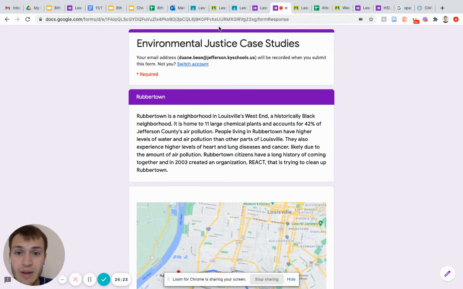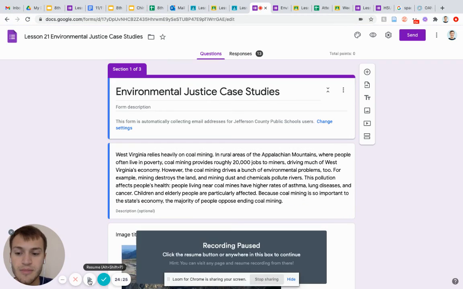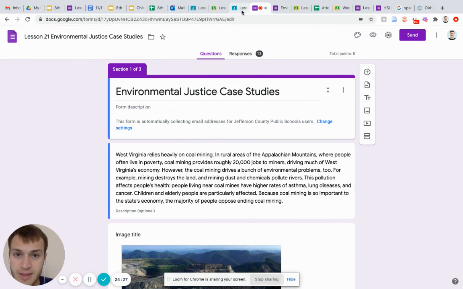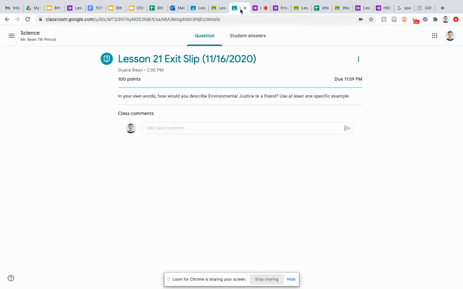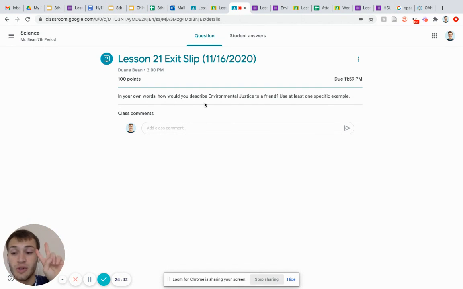And then the last thing that you have to do for today is your exit slip. So if you go into Google Classroom, you'll see Lesson 21 exit slip. It's under week 13. The question is, in your own words, how would you describe environmental justice to a friend? Use at least one specific example. There are 2 parts to this exit slip. First, explaining what environmental justice is. Second, using at least one specific example.